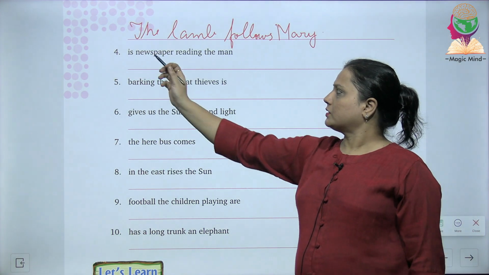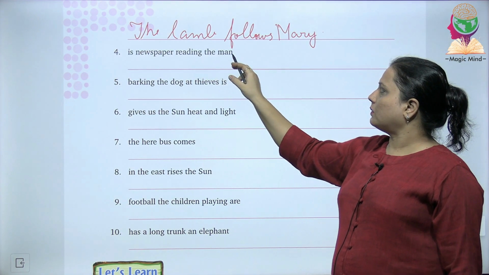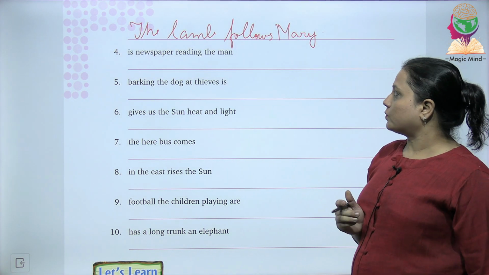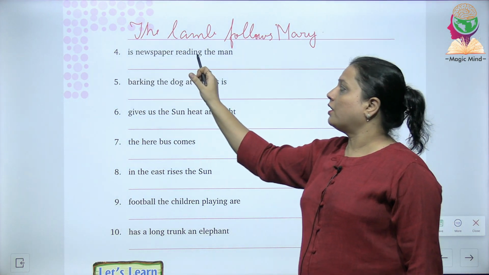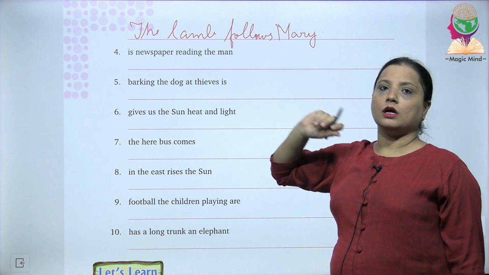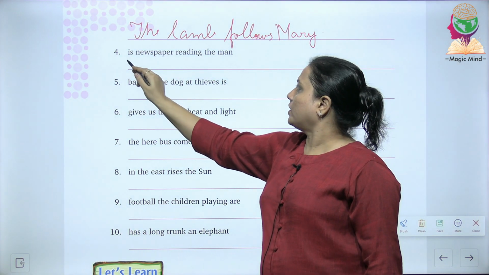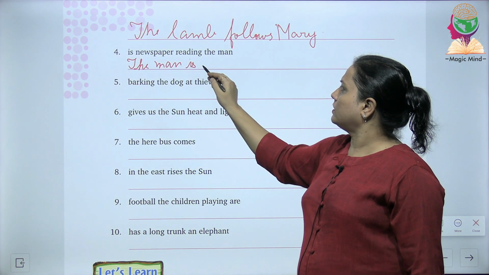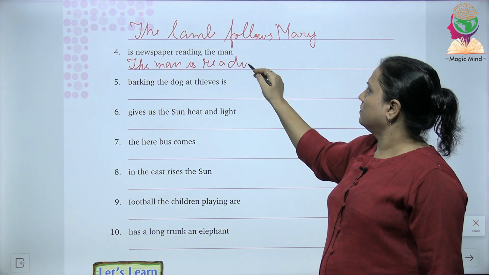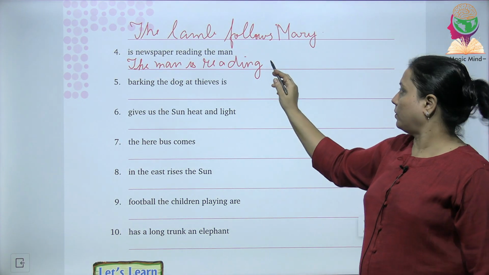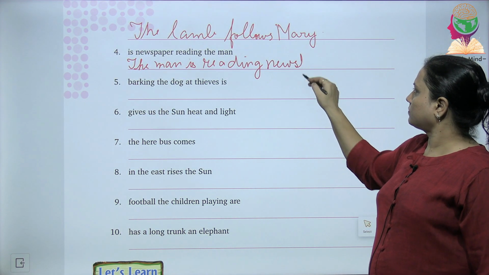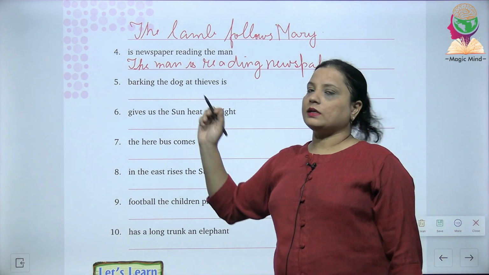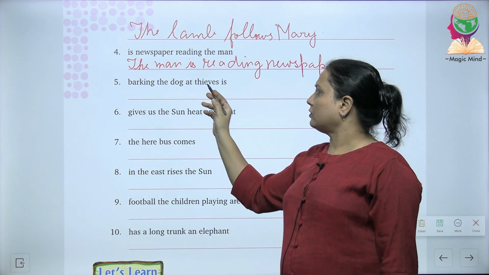Then the next is, is newspaper reading the man. What will be the correct sentence for this? The correct sentence for this group of words will be, the man is reading newspaper, and then a full stop. So we will write over here, the man is reading newspaper and a full stop.